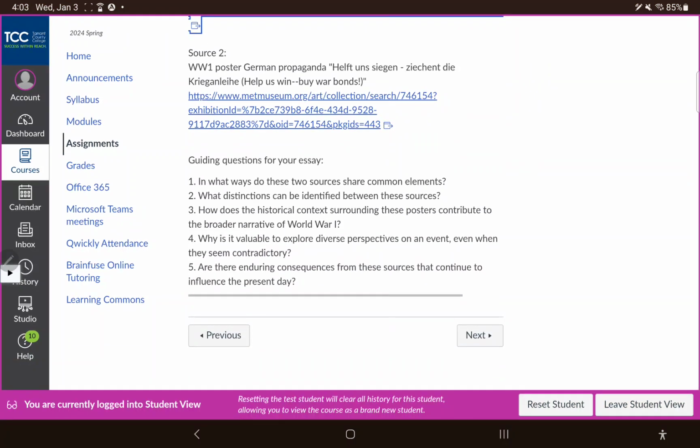And speaking about thinking, there are some guiding questions. I have 5 guiding questions there for you that will help you move in the right direction. One of them that's very important that you should also try to make sure that you comment on and analyze a little bit with your opinion, but don't use personal pronouns. That's part of the grammatical thing. Is why is it valuable to explore diverse perspectives on an event even when they seem contradictory? That's one of the big ones. Is why is it important to look at opposite points of view whenever it comes to history?